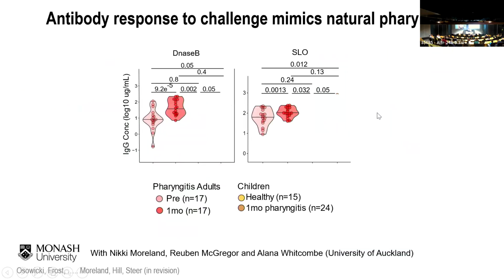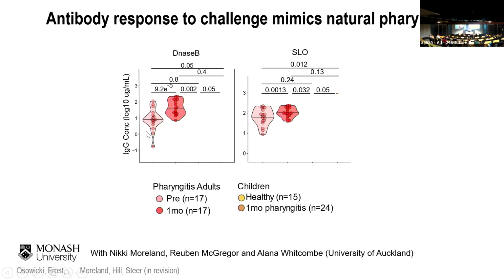Obviously, a human challenge model is quite a contrived setting in which to get an infection. And this is a human challenge of adults. And obviously, for a vaccine to work, it needs to work in children. So how much does the human challenge response mimic natural pharyngitis?